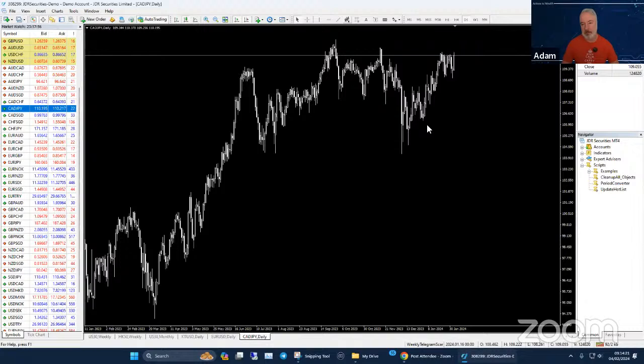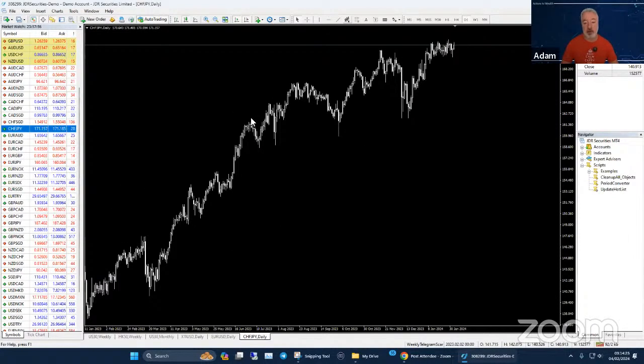Let's have a look at CAD yen. Still pushing up near the all-time highs here. We've got Swissy yen, which has been offering some incredible trending opportunities. So you can see that there's a correlation here between all the yen pairs.